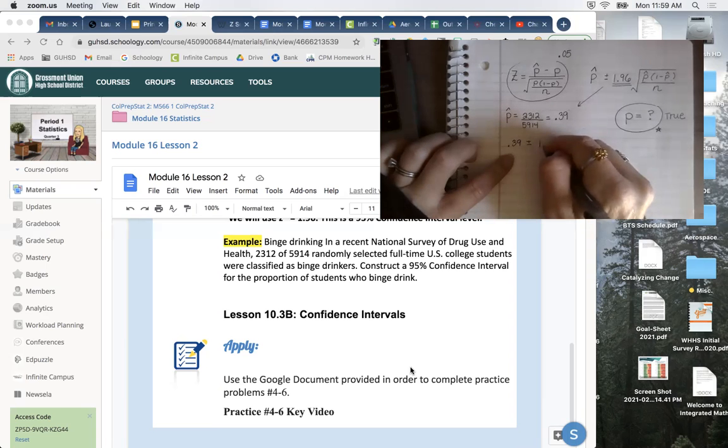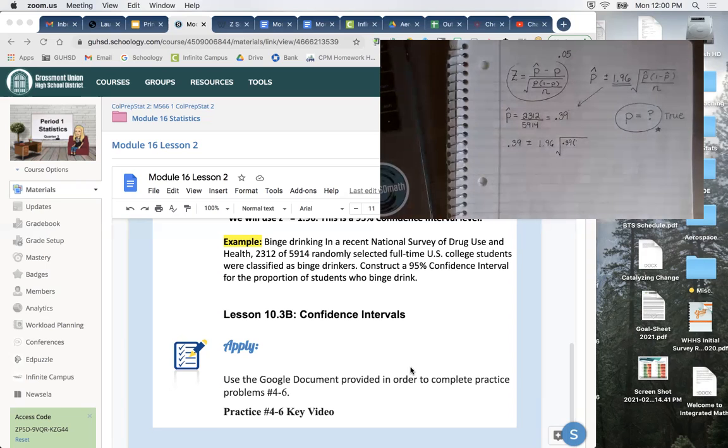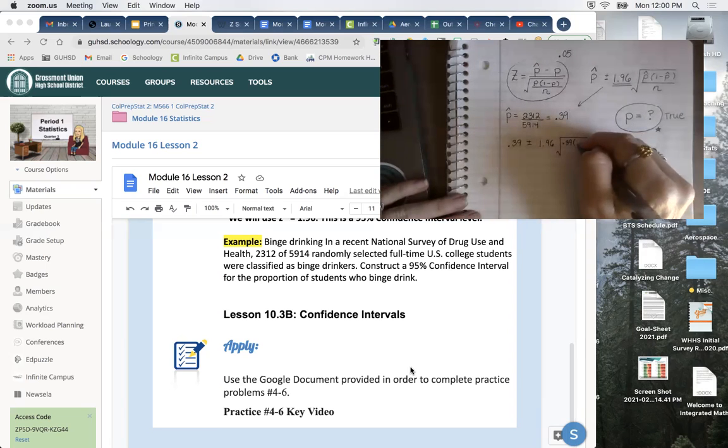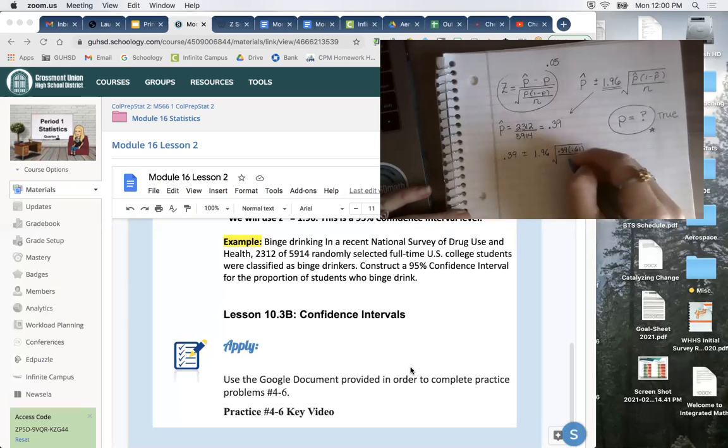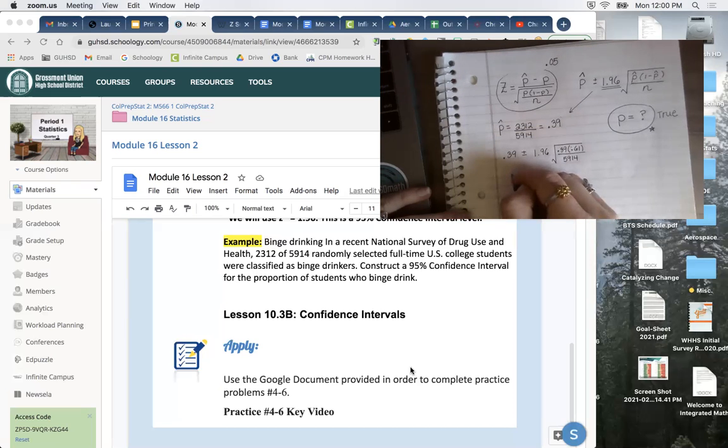And then I have my 1.96 times my standard deviation. We call this standard error because it's a sample, but we have 0.39 times 1 minus 0.39. So 1 minus 0.39 is 0.61. Then we divide by the total number of people, 5,914. So I'm going to do this example here.